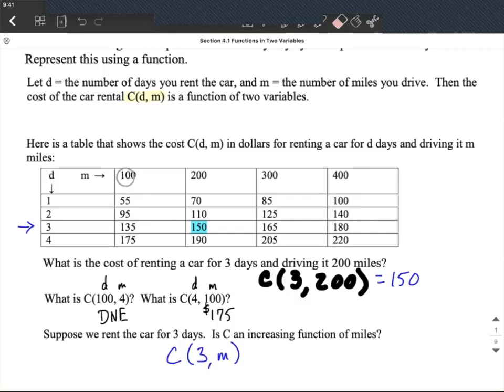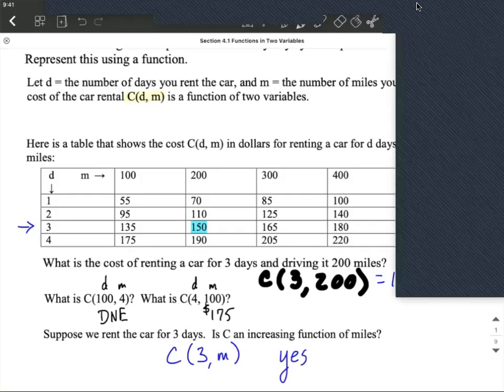So as we go from 100 to 200 miles, our cost goes from 135 to 150. And as we continue increasing, we're going to go to 165, and then finally up to 180. So in this case, we would say, yeah, our cost does increase based on the number of miles. So we'd say, yeah, it is an increasing function based on the number of miles. Hope this helps as you're trying to read tables for functions in two variables.